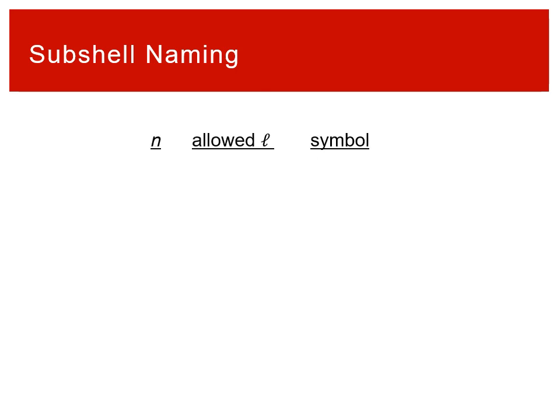So what is allowed? Let's put it all together. When N equals 1, L can only be 0. There's only one subshell in the first shell. The symbol for that is going to be 1S. If you bump up to N equals 2, now you can get 2 subshells, 0 and 1. The 0 again is interpreted as an S, but this time it's 2S, and the 1 is interpreted as a P, so we get a 2P.